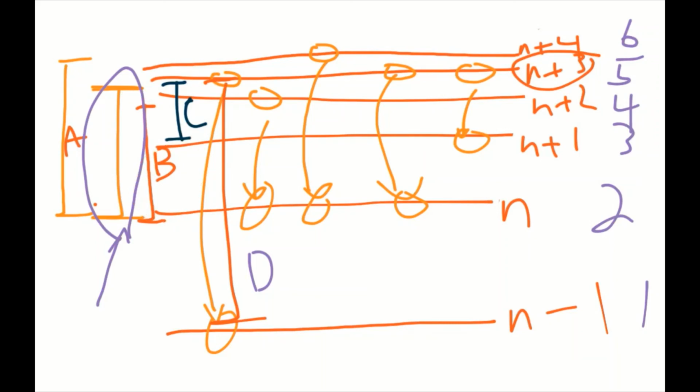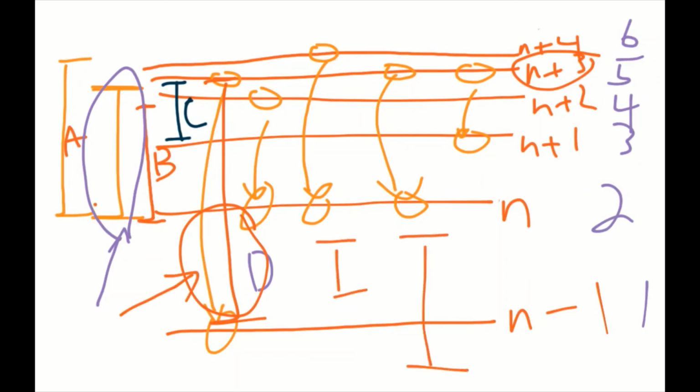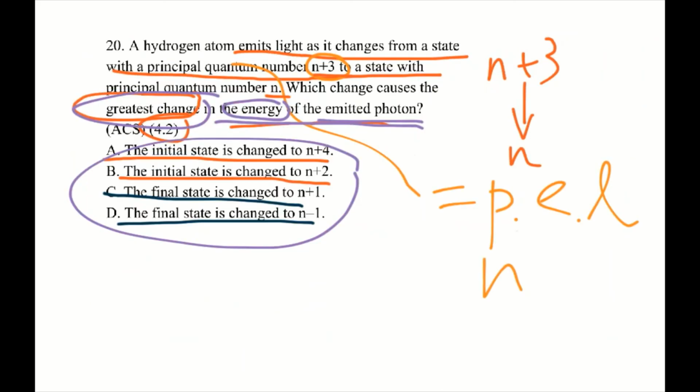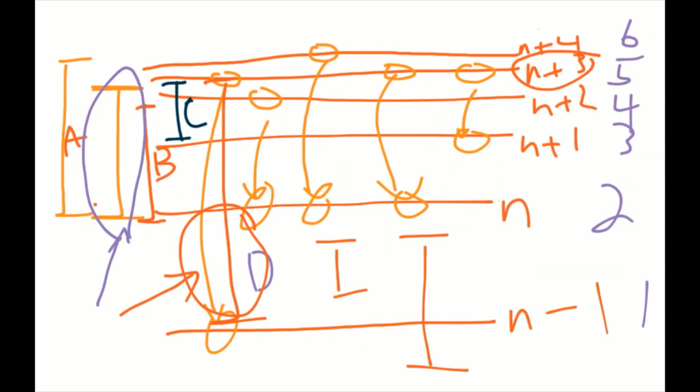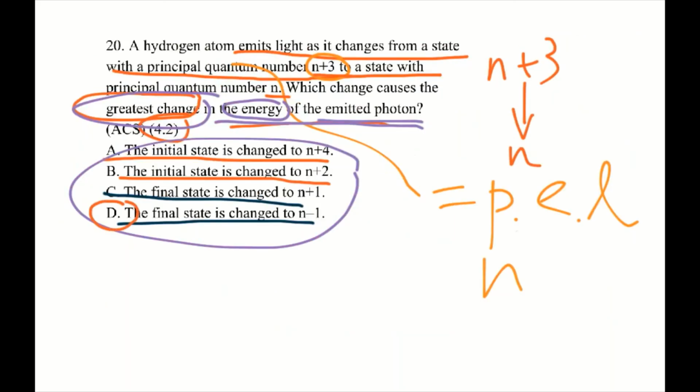But now take a look at D. Boom, that's the change in energy, or the energy difference between the original photon and the photon for answer choice D. So notice how this is the amount of change, and it's the greatest amount of change, since if you compare the bars, this one is so much bigger than this one, and a lot has changed basically. So the greatest change is associated with making the final state n minus 1, so the answer will be D.